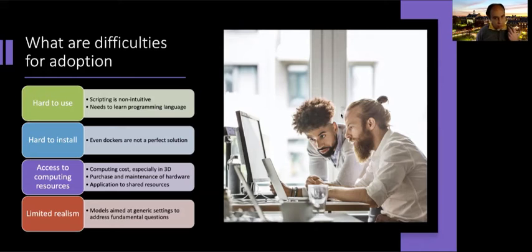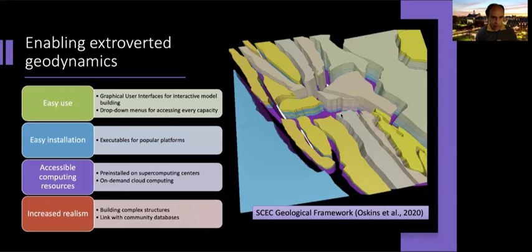Access to computing resources is always difficult. It can be very expensive to run some of these models, especially in 3D. A person who is not making a living as a geodynamicist is not going to have very fancy equipment, and may not be able to write the correct applications for getting access to shared resources like TACC. And because of the design of the models, it is very difficult to have a very realistic setup like what I showed earlier in Anna's paper.